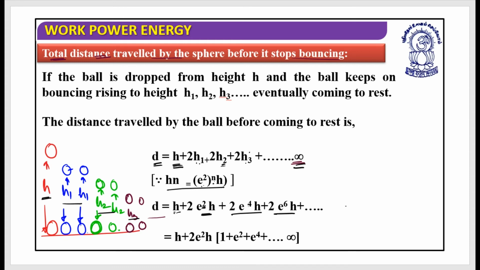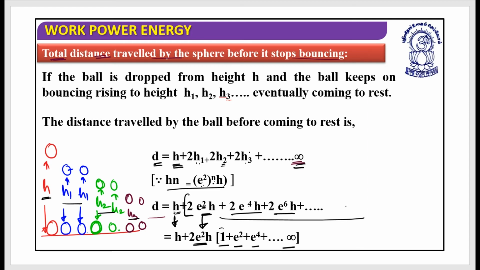So I can have this h over here, and let's suppose this is a series from which I can have 2 into e square into h as a constant. So if I take 2 into e square into h as a constant, I am having 1 plus e square plus e to the power 4, and so on to infinity. Got it?